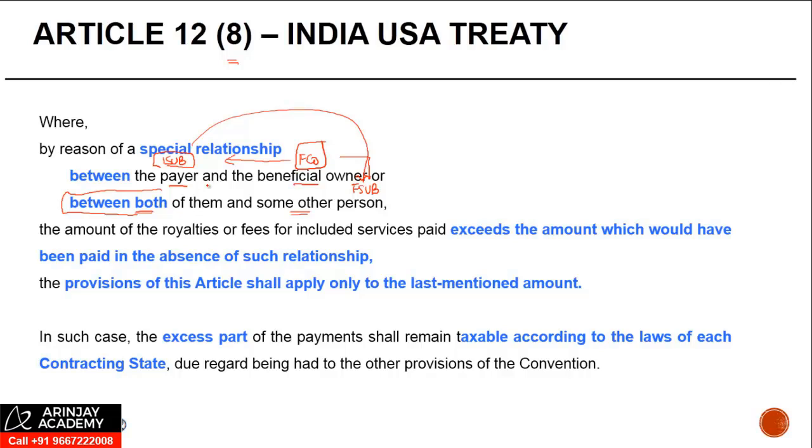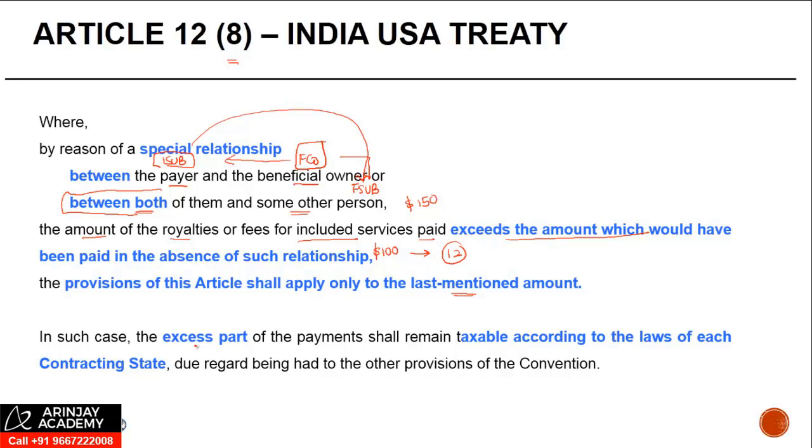So where by reason of this kind of a relationship, the amount of royalties or FTS paid exceeds the amount which would have been paid in the absence of such relationship. So let's say we paid $150 in the example, which exceeds the amount which would have been paid in the absence of such relationship. In the absence of such relationship, we would have paid $100 because that's the arm's length price. The provision of this article shall apply only to the last mentioned amount. Now what this means is that only $100 is going to be taxable under Article 12.